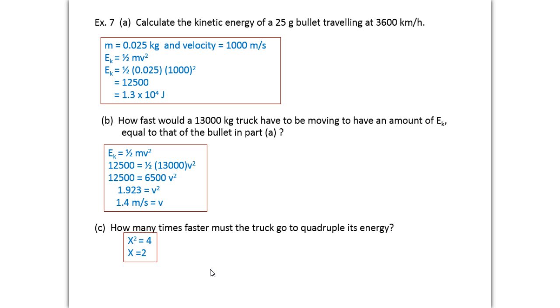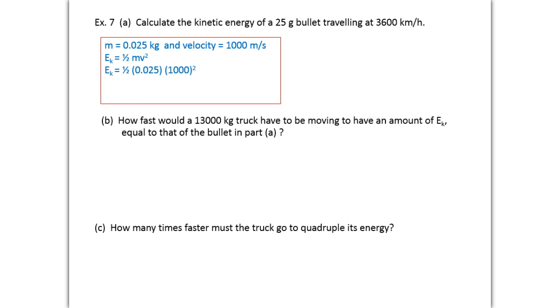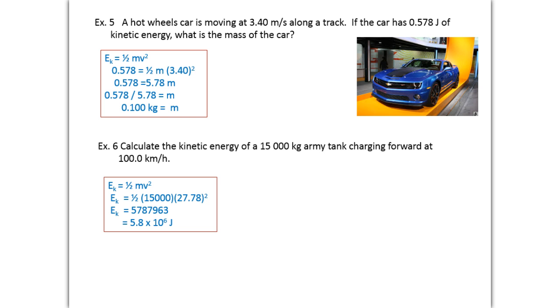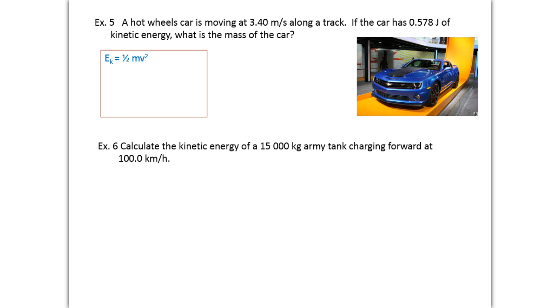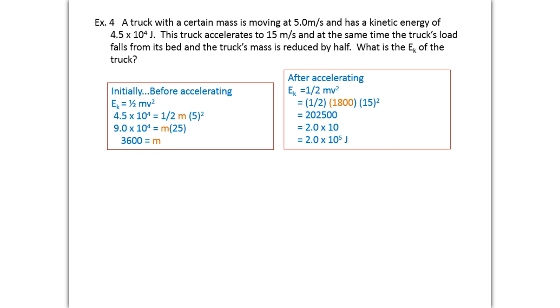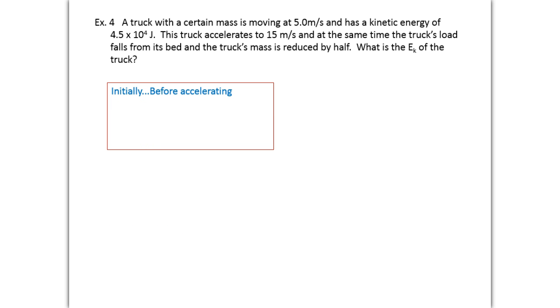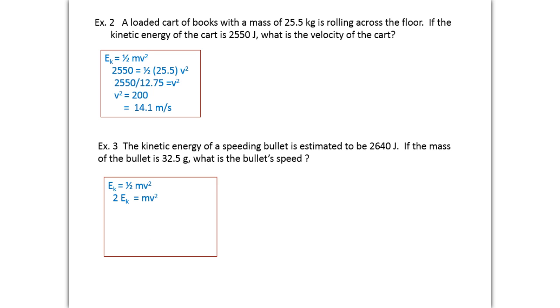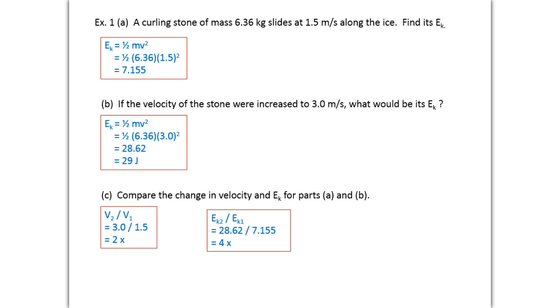Now if you're not sure on that, just go back. Let me do this faster. Go back to the beginning. And it's the opposite of what we were doing here. So what would the velocity have to be to get the energy? So if we wanted the energy to quadruple, it has to go twice as fast. So it's the opposite really of the last part of question 1.